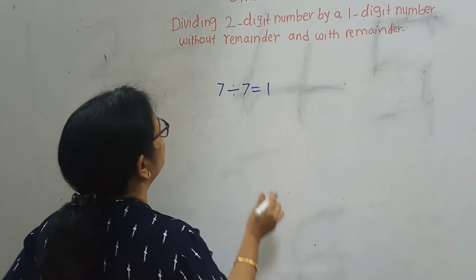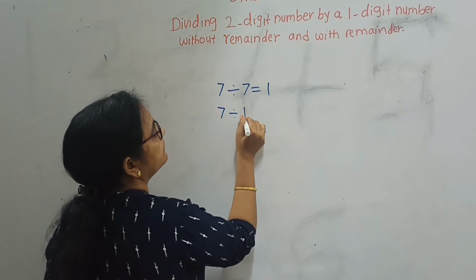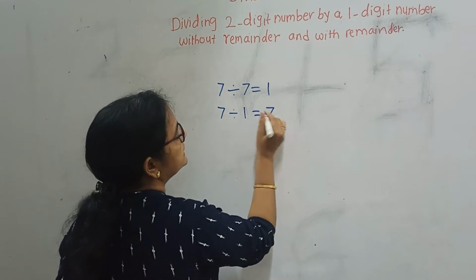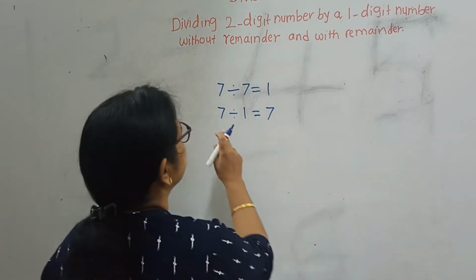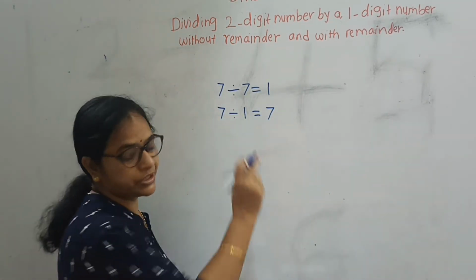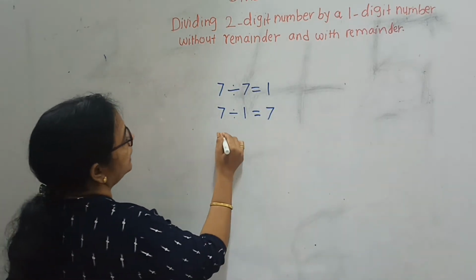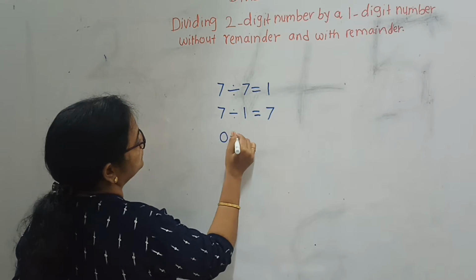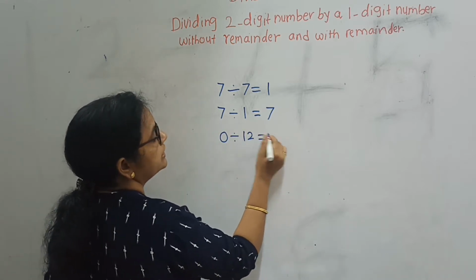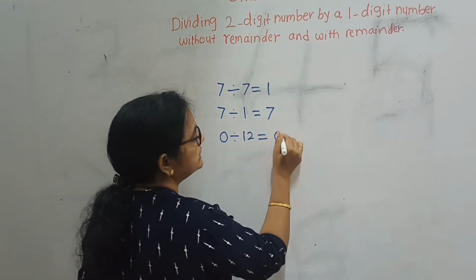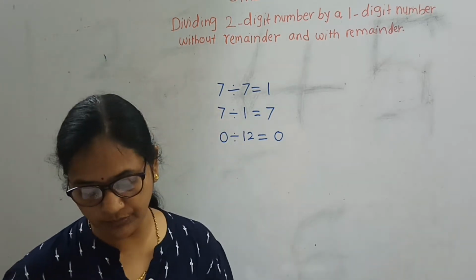Now, when a number is divided by 1, the quotient is the number itself. Then the third one: when 0 is divided by any number, the quotient is always 0. Yes children, these are the properties of division.